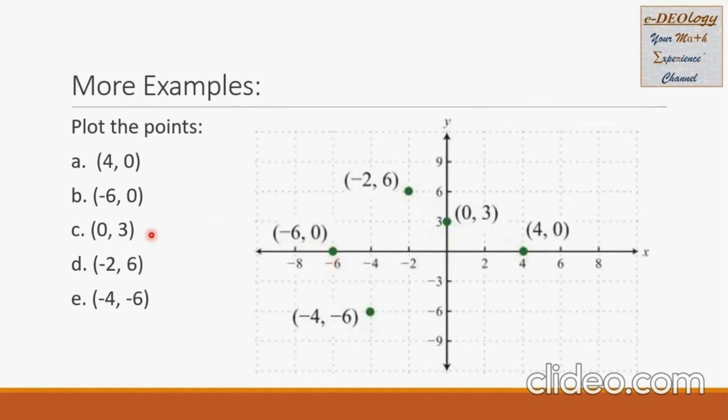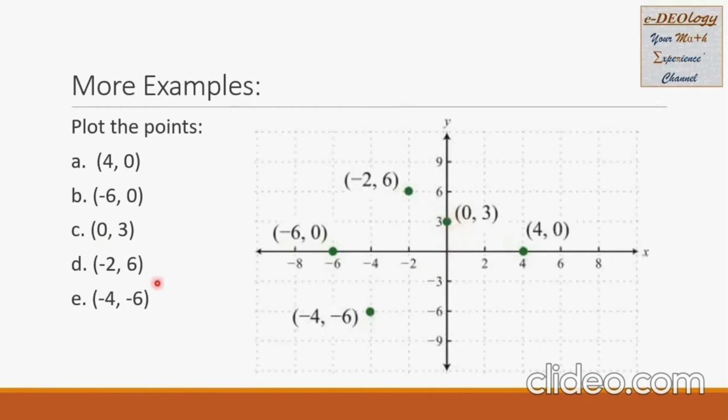The next is the point (0, 3). We begin with the number 0, that is for the x-coordinate. Our x-axis is here, the value 0 is here, and then the y-coordinate is 3. We go 3 units up. So this is now the point (0, 3).